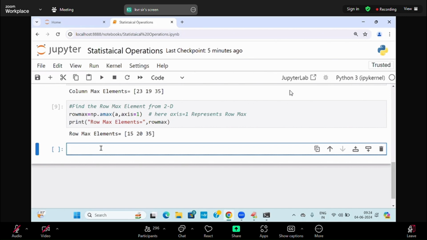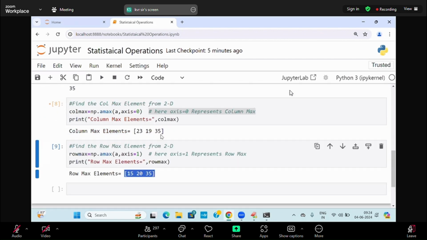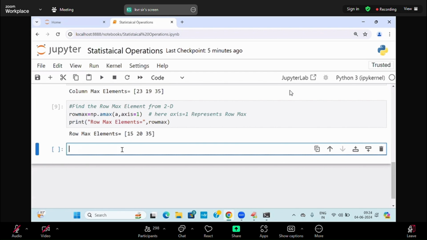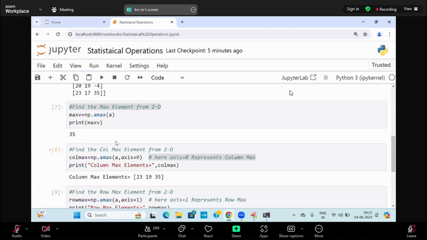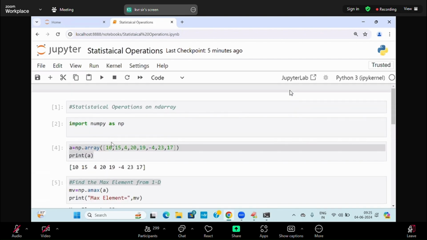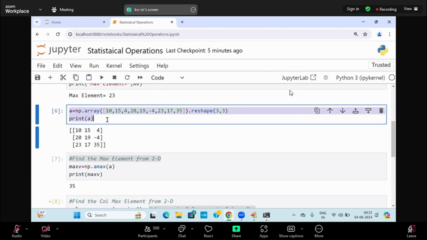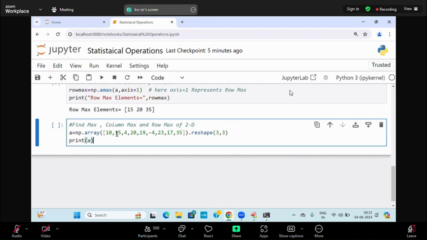Rule is rule. So the row max elements are this. Next, I want to print everything together: the max, column max and row max of the 2D array. Print the matrix. I'll carry that entire thing from here. This is the data.